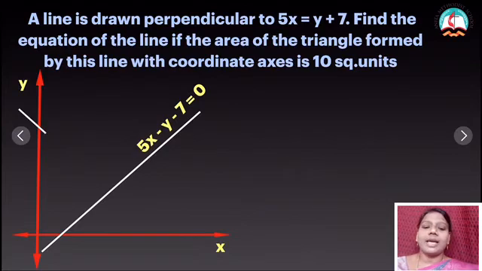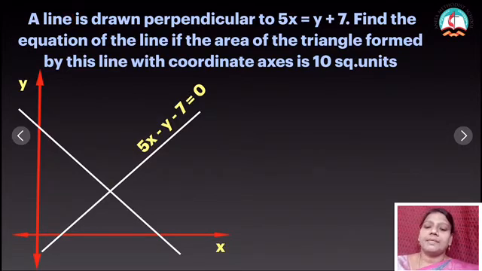So I am drawing a perpendicular line, but with the condition that, what is the condition? The area of the triangle formed by this line. Which line? That perpendicular line with the coordinate axis. So the perpendicular line should touch both the coordinate axes. That is the condition given here.